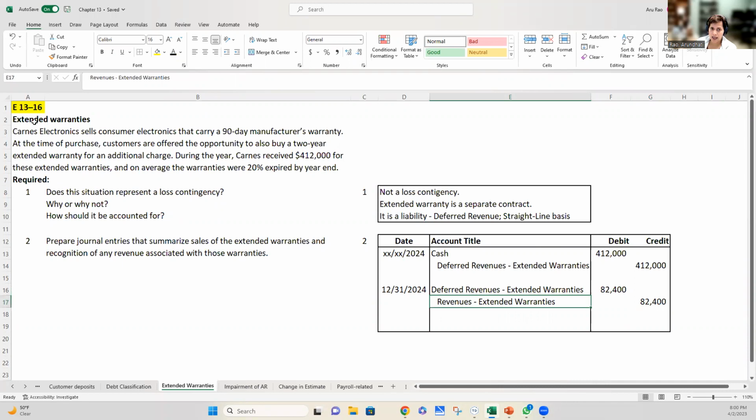So once again, extended warranties are not loss contingencies. They're separate contracts. When I get the cash from my customer, I create a liability in my books, and only with the passage of time, this is the straight line method, I will recognize the revenues. With the passage of time, I will recognize revenues. So this is extended warranties, and we'll move on to another topic in the next video.